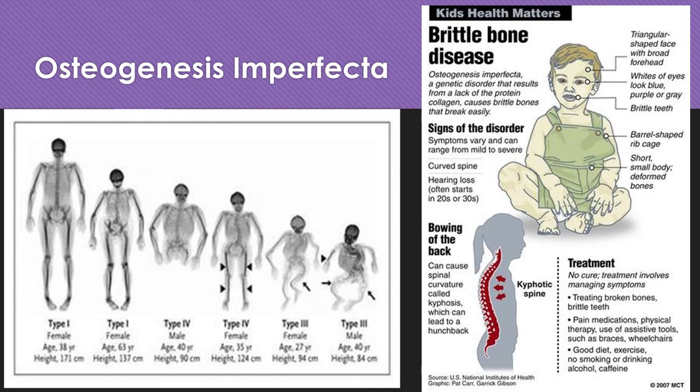Now let's talk about osteogenesis imperfecta. It's a group of heterogeneous inherited disorders of connective tissue characterized by excessive fragility and defects of bones, defective periosteal bone formation and reduced cortical thickness of the bones, and hyperextensibility of the ligaments.